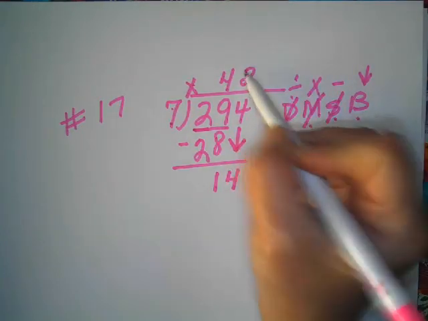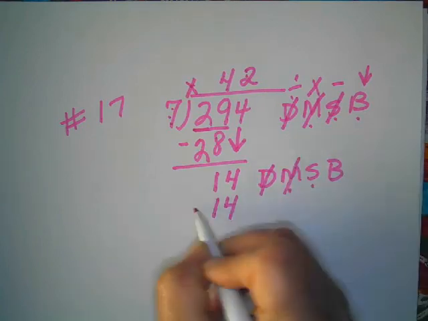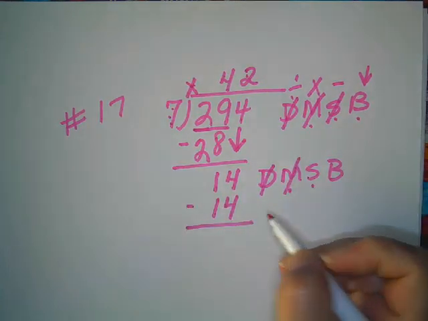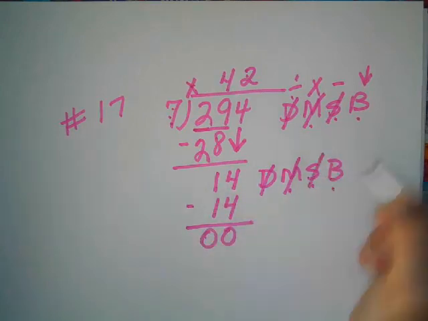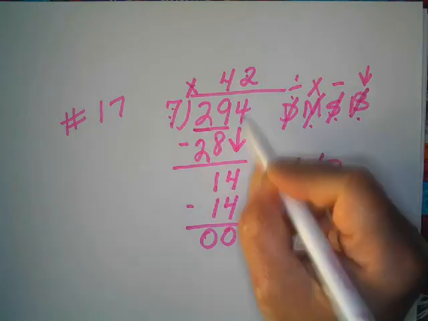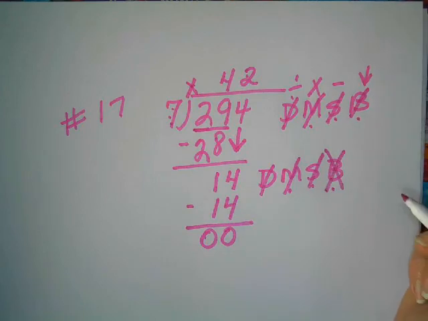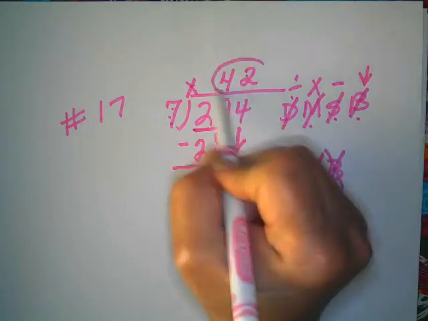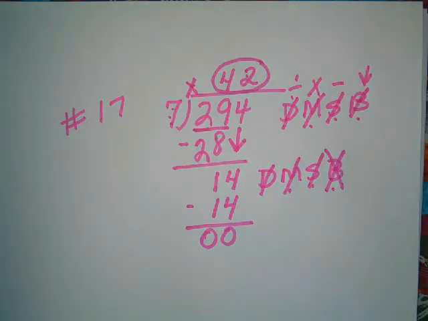Multiply. 2 times 7 is 14. We're going to subtract. 4 minus 4 is 0. 1 minus 1 is 0. And now we're going to bring down, but there is nothing to bring down, so we are done with our problem. And the answer for number 17 is 42. And that is a strategy you can use to practice your division.